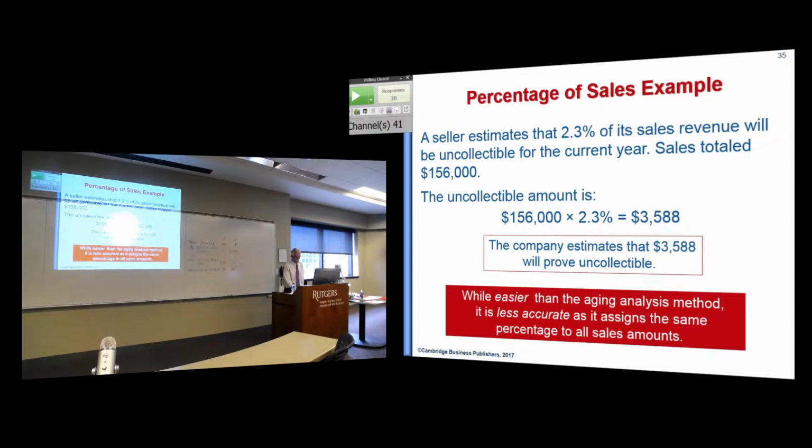All right, so those are the methods. Balance sheet focus, income statement focus. We're going to go through two examples. I'm going to finish one now, and then we'll take a break. And then when we come back, I'm going to go through the more comprehensive. So let's go through another example.